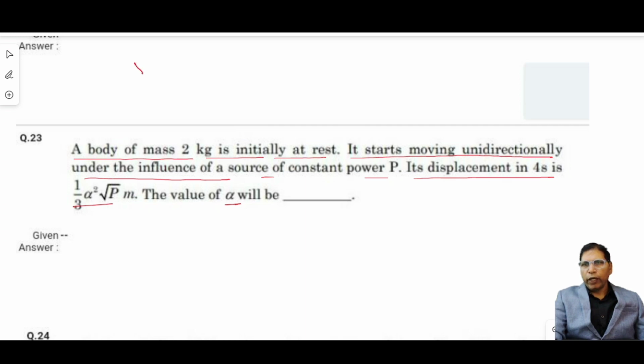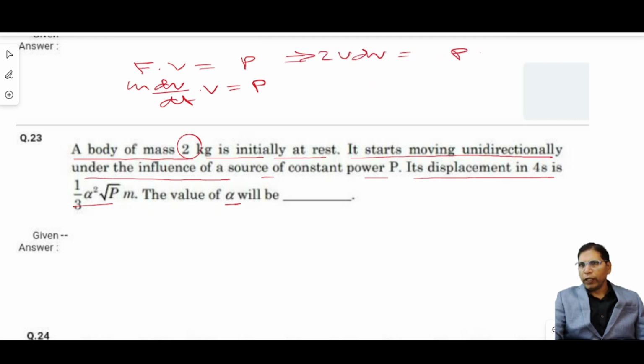For constant power, force into V is equal to power, constant. Now force is the mass into dV by dt, into V, this is the P. Now mass is equal to 2 kg. So V dV equals P into dt. Now integrating, 0 to T, and 0 to V. So 2 into V square by 2 equals P into T. So this cancels out. So V equals root under P into T.